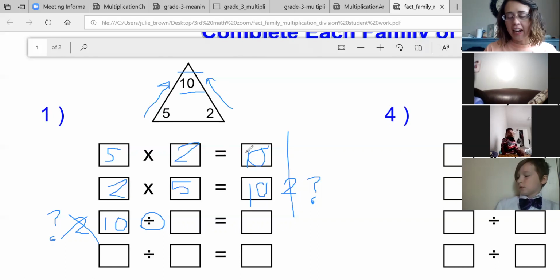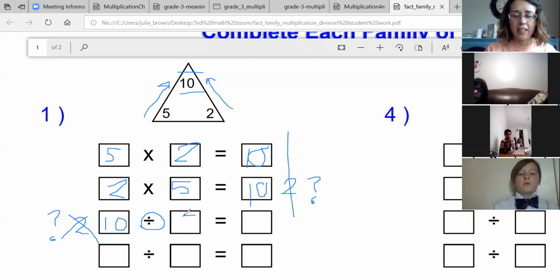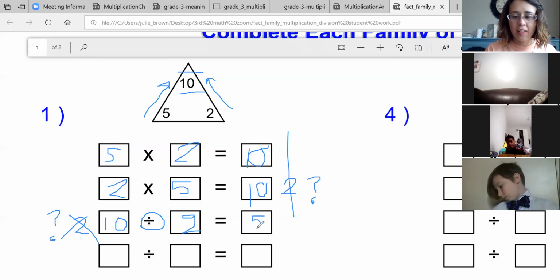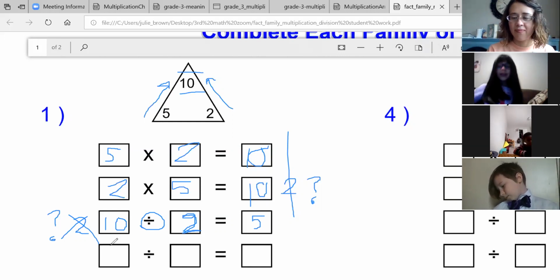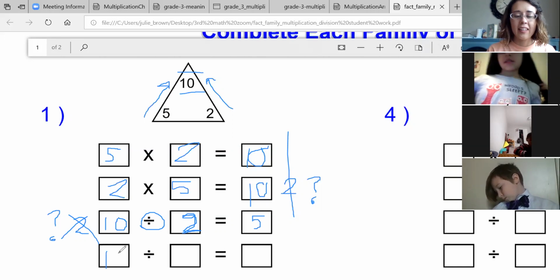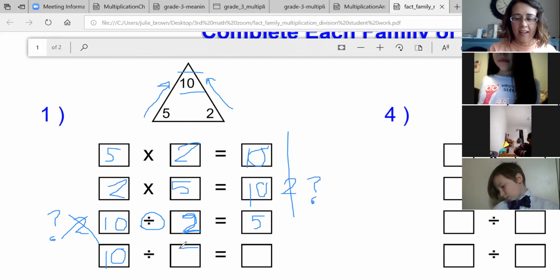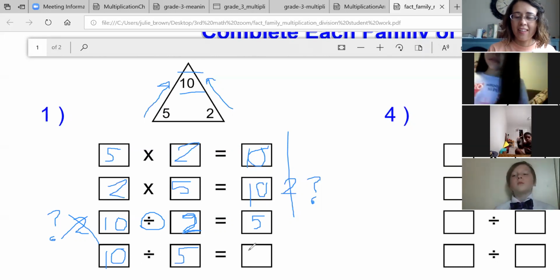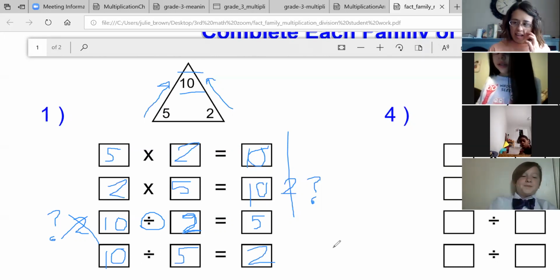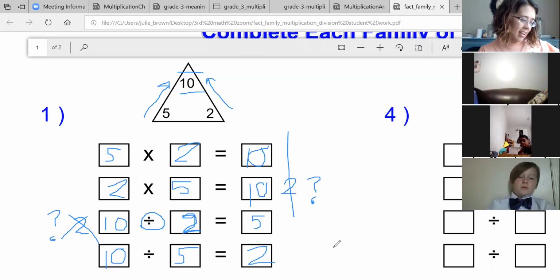What would you like the first dividing equation to be, Dash? 10 divided by 2 is 5. Okay, so we're all writing 10 divided by 2 is 5. And then Ashley, could you give us the second division equation? Okay. 10 divided by 5 equals 2. All right. Everybody say aye aye when you've got that written down.